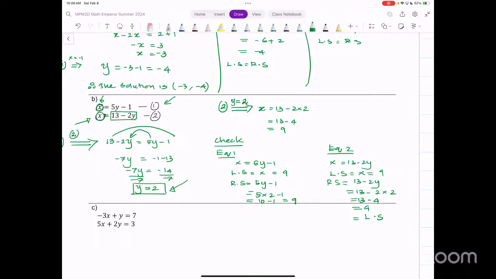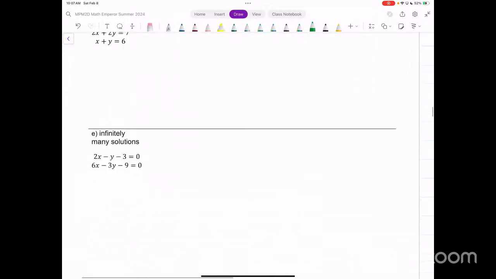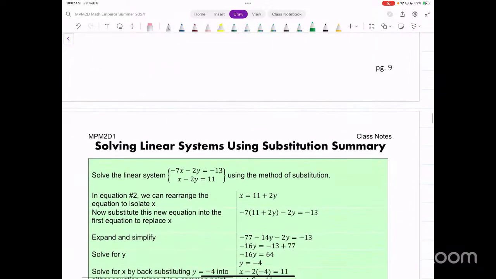So therefore, the solution is, what is the value for x? x is 9, y is 2, isn't it? Are you just following that? All right. So now we're going back to a little more complex ones.